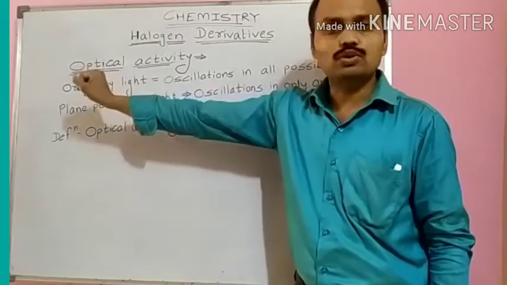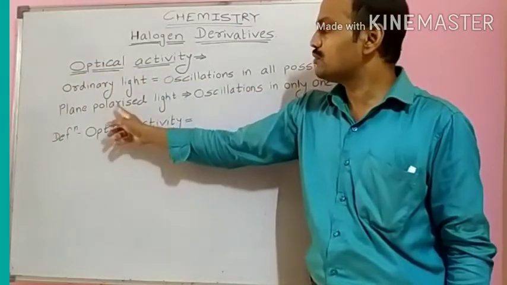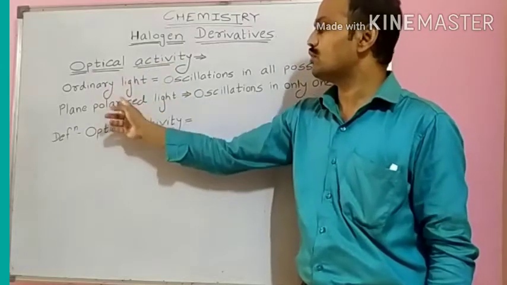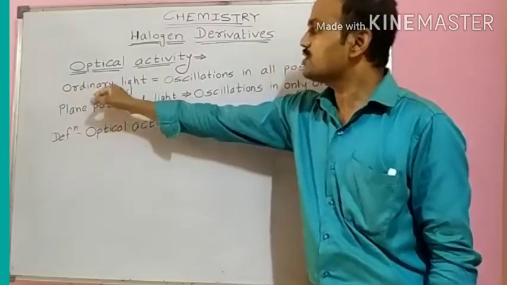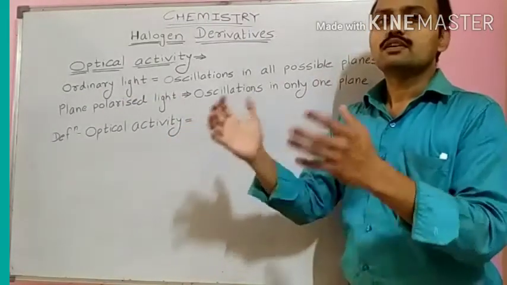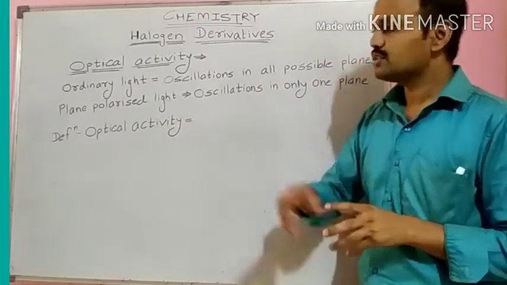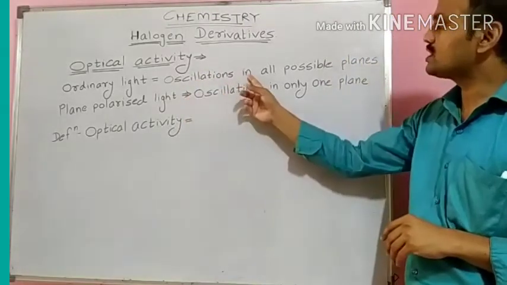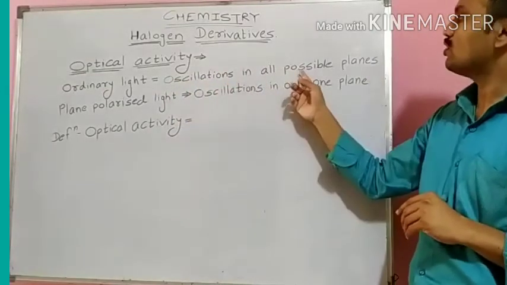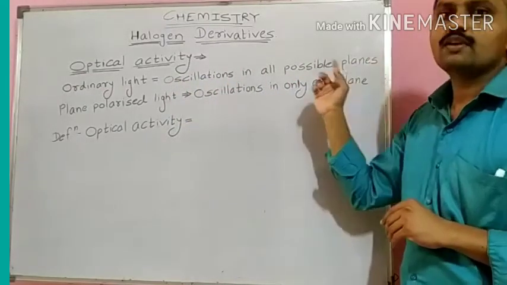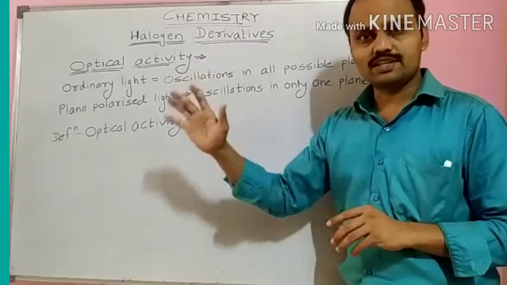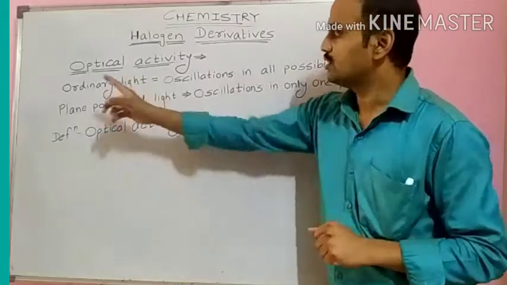Optical means related to light. Therefore, there are a few terms that are important to understand optical activity, which we have to discuss first. The first term is ordinary light. Ordinary light is a form of electromagnetic waves which oscillate in all possible planes perpendicular to the direction of propagation.